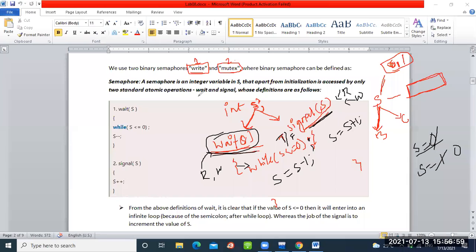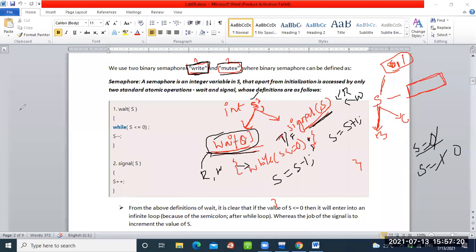So to solve this problem, I have taken two semaphores. What is the name of one? Write. And what is the name of the other? Mutex. Fine. Just as we said s is a semaphore, here there are two semaphores. One we have named write.